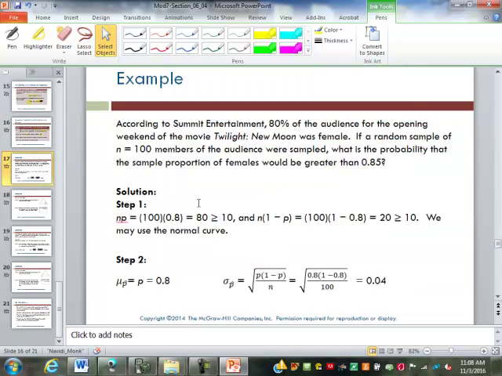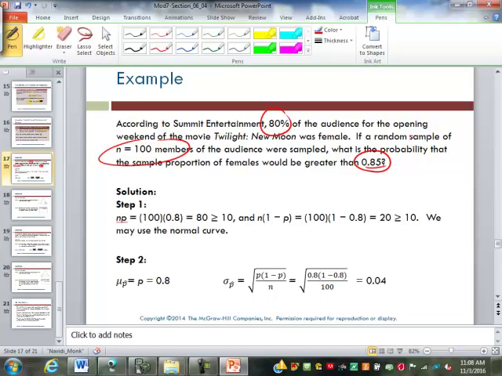So in this example, according to Summit Entertainment, 80% of the audience for opening weekend in the movie Twilight was female. For a random sampling of 100 members of the audience, what is the probability that the sample proportion of females is greater than 0.85?